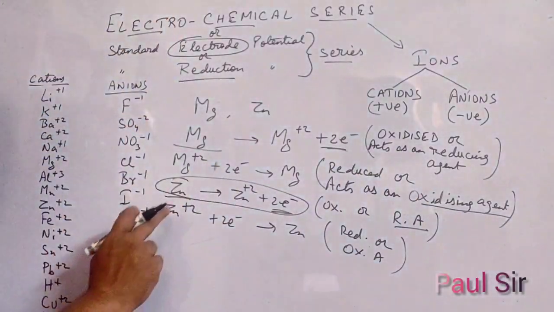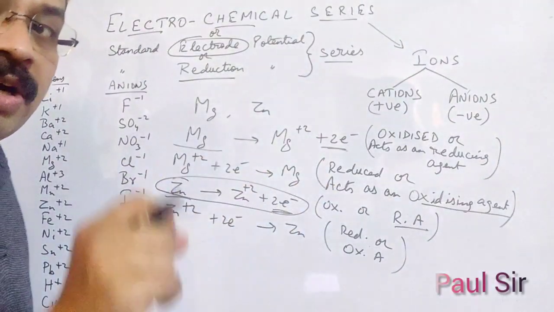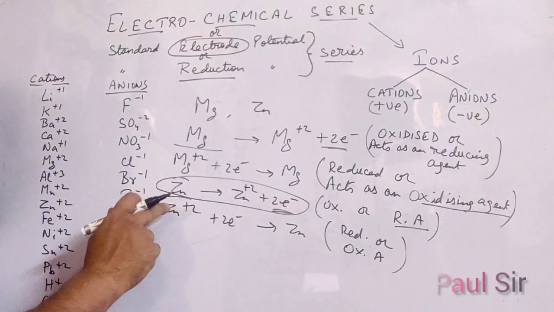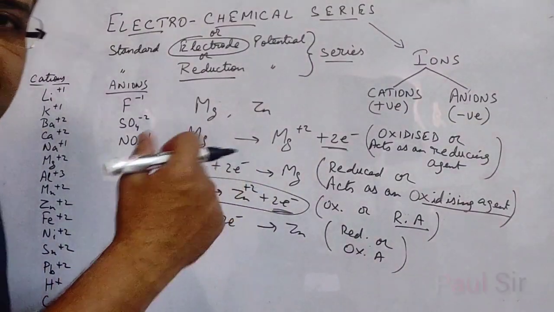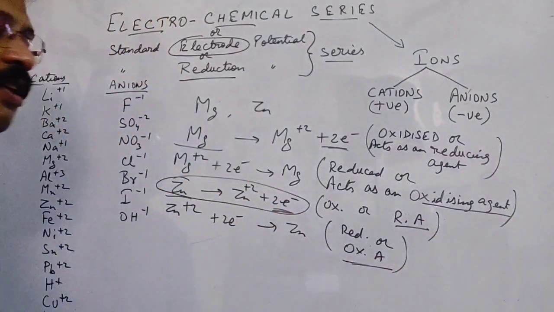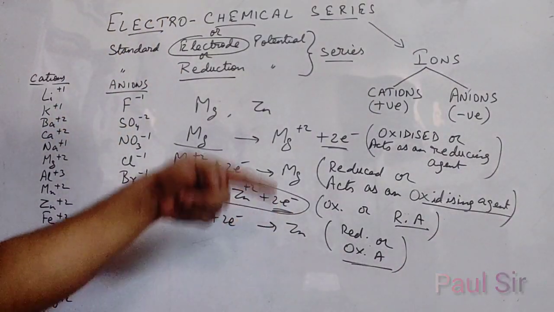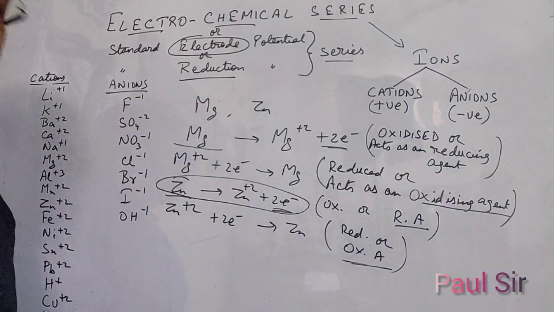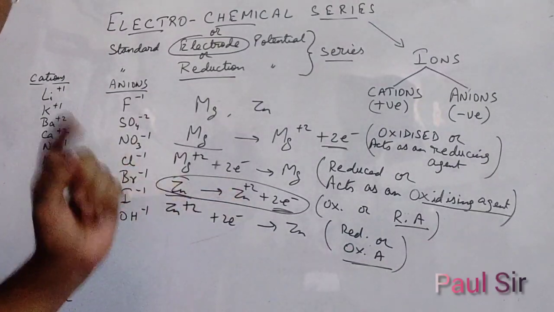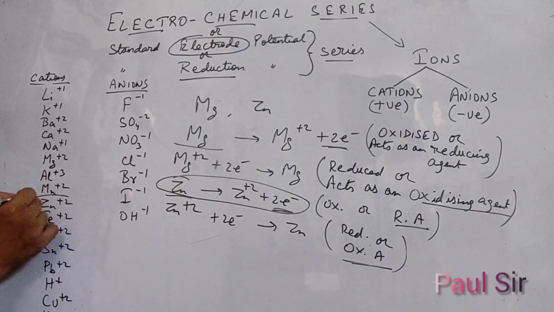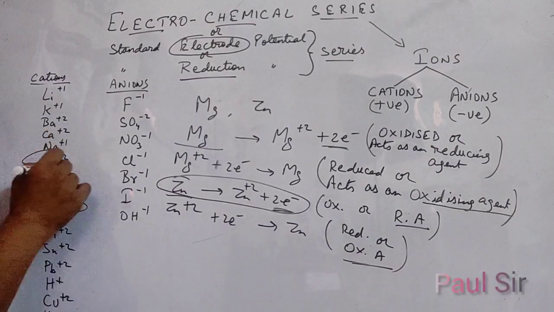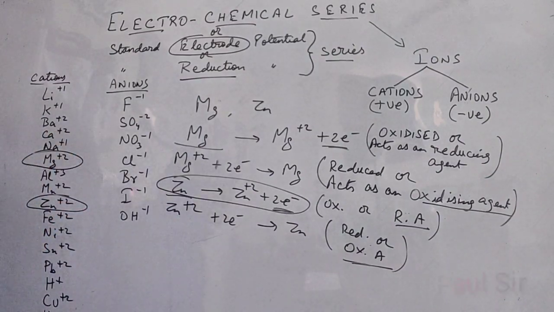But on the other hand, zinc cannot easily lose electrons because its reactivity is less. So its zinc ion will easily take electrons, and when it easily takes up electrons, its oxidizing nature will be better than magnesium's. यानी कि ये ज़्यादा easily electron लेगा. अगर ये लेगा तो zinc will have more discharging tendency than magnesium.